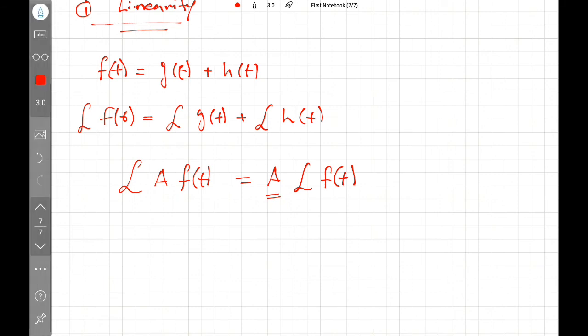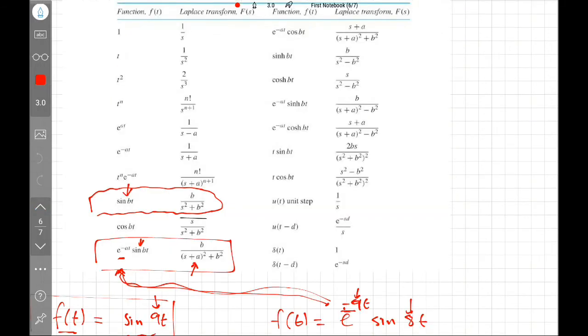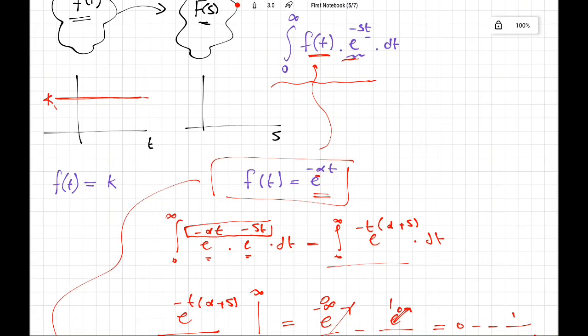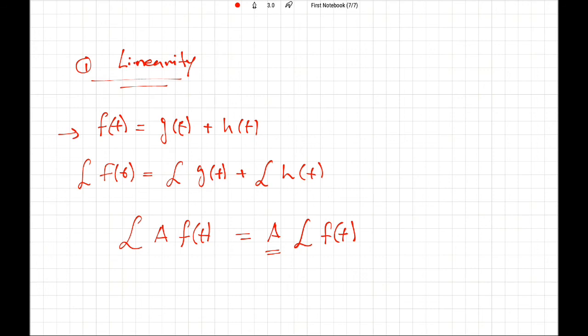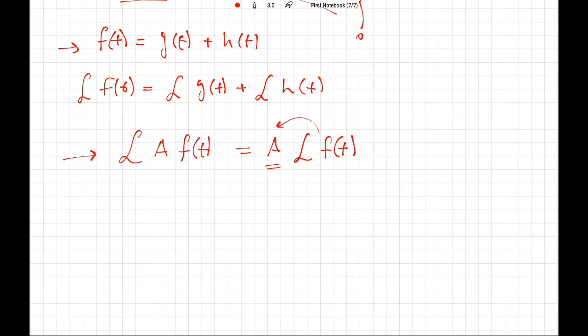We actually have done something like this when we integrated the constant k, the whole function was k, but there wasn't anything multiplied by k. Now, why are these two rules true? Because the Laplace transformation is basically integration, and the integration is linear. The differentiation also is a linear operation. So you can always do distribution and take the constant outside. It works. So this is the first property.